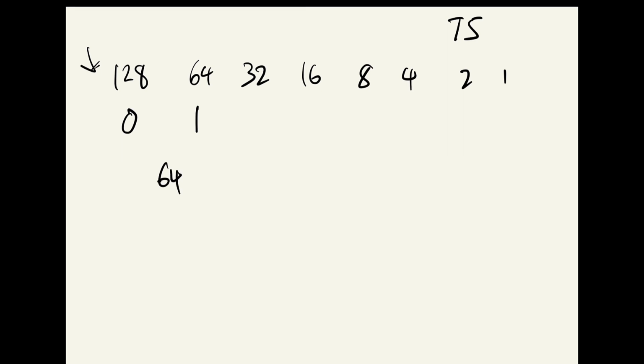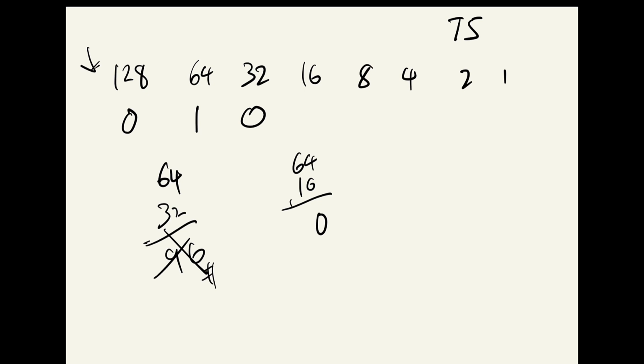Now 64 plus 32 is higher than 75, so we're not going to use this number, because when you add that up together, it will be 96, and 96 is higher than 75. So we're not going to use 32. What about 16? We carry forward 64, and 64 added with 16 is 80. 80 is higher than 75, so we're not going to use 16 as well.